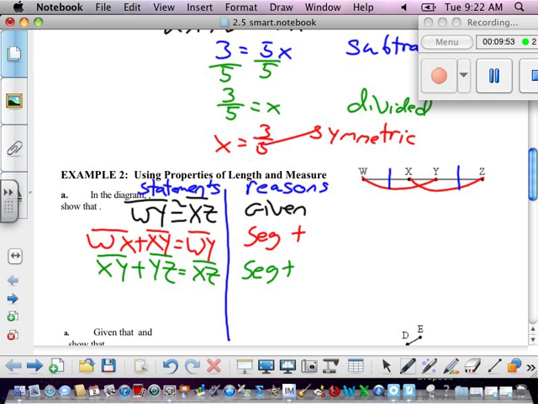Let's think about this. I'm given that WY and XZ are congruent to each other. That's a given. So can I say that WX plus XY equals XY plus YZ? Does that make sense? These two are congruent to each other. Therefore, the ones that add them up are congruent to each other. What do we call that? I took something out and I put something in. Substitution.